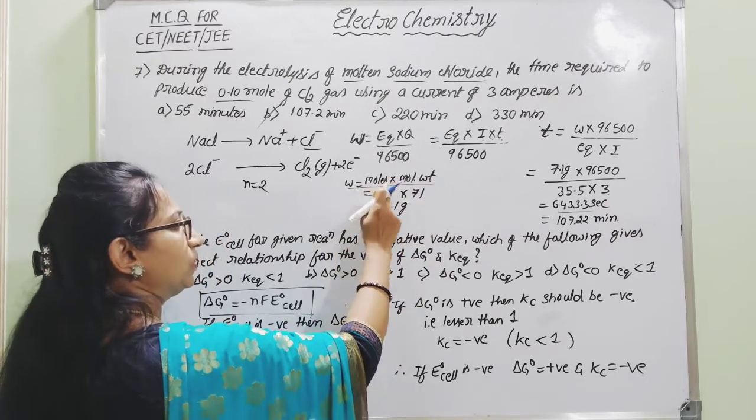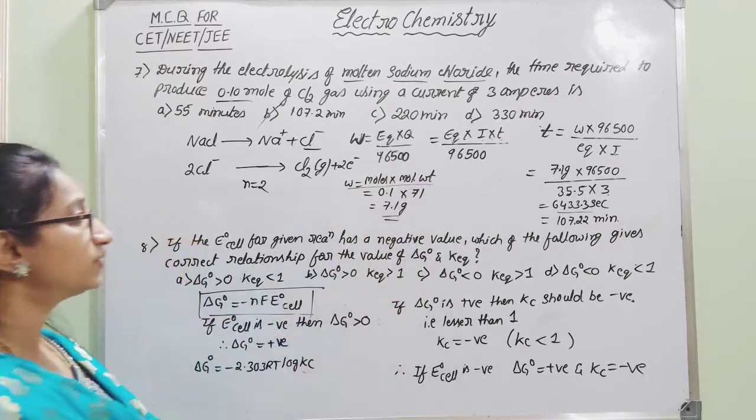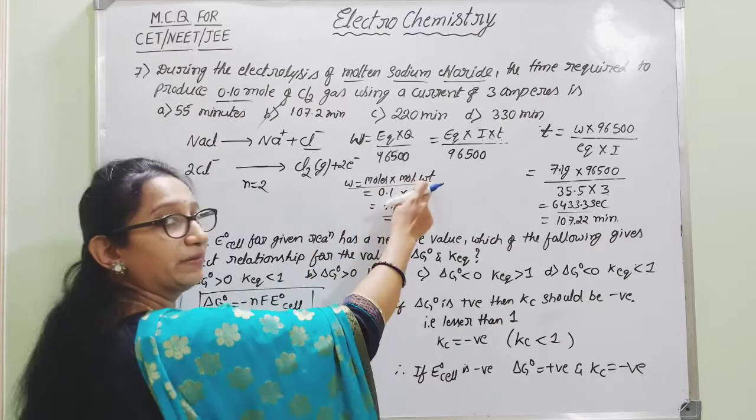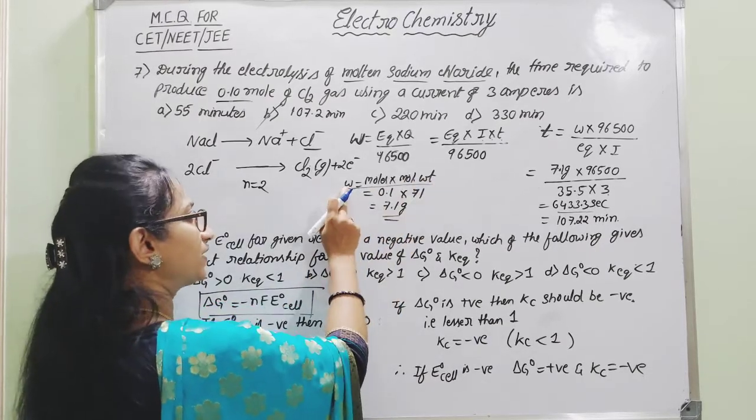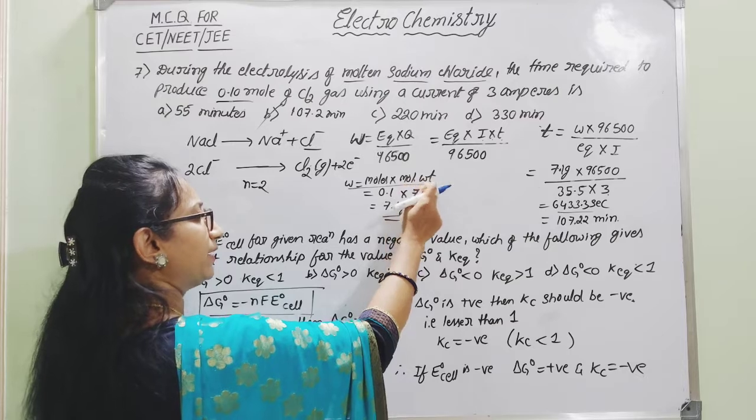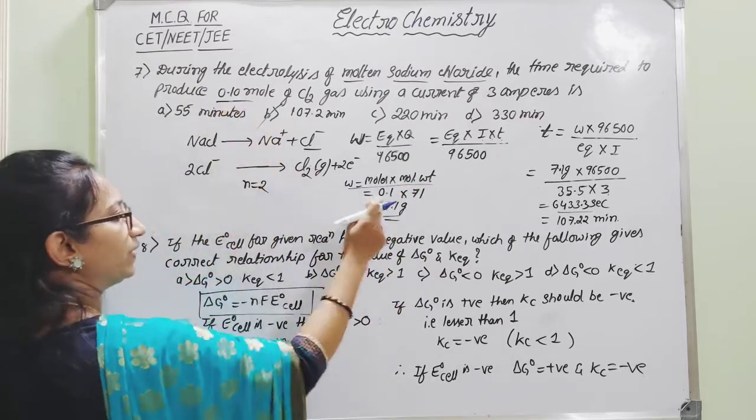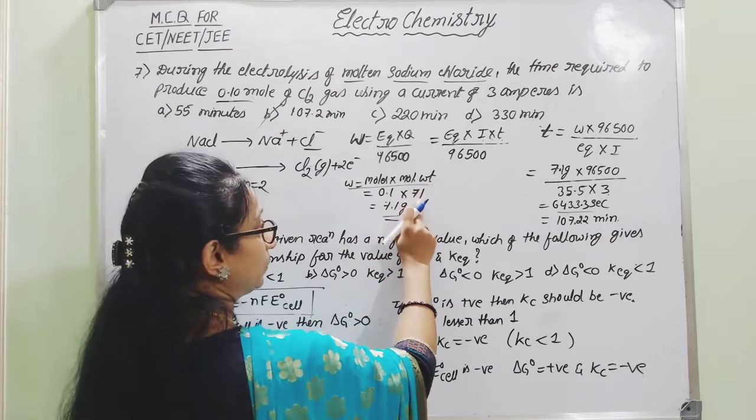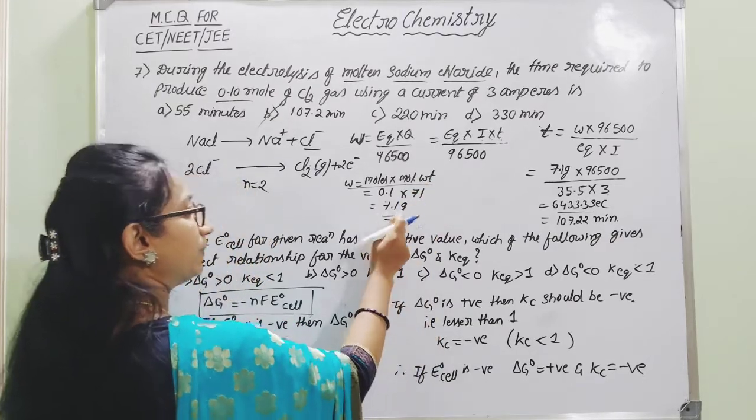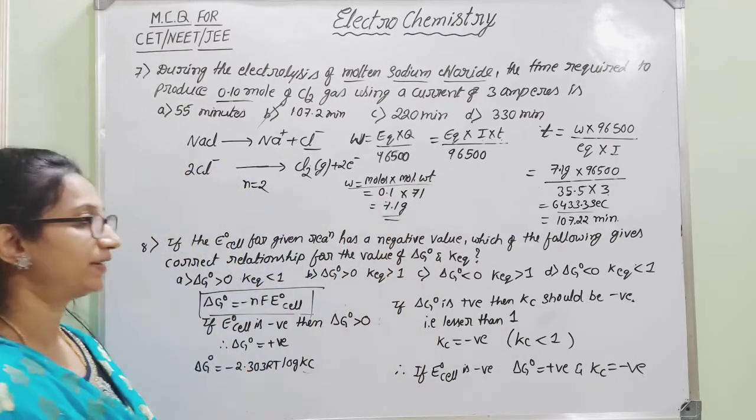W is equal to moles into molecular weight. Moles is equal to weight by molecular weight. Therefore, weight is equal to moles into molecular weight. So the number of moles, how much have they mentioned for chlorine? 0.1 into molecular weight for chlorine 71, that is 7.1 gram of chlorine gas you will get.